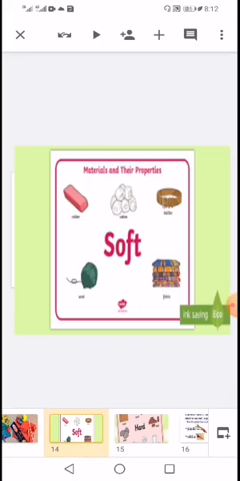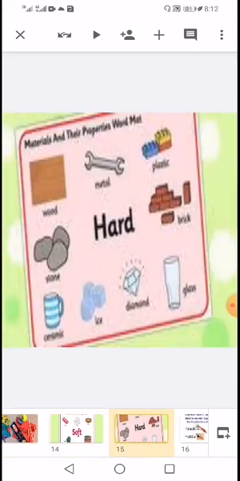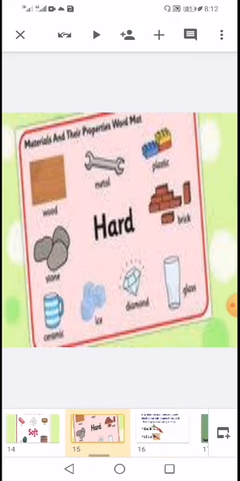Next, the property of material is soft and hard materials. Clear? Strong and hard materials like rock and stones are difficult to scratch or break, so that's why they are the hard materials.